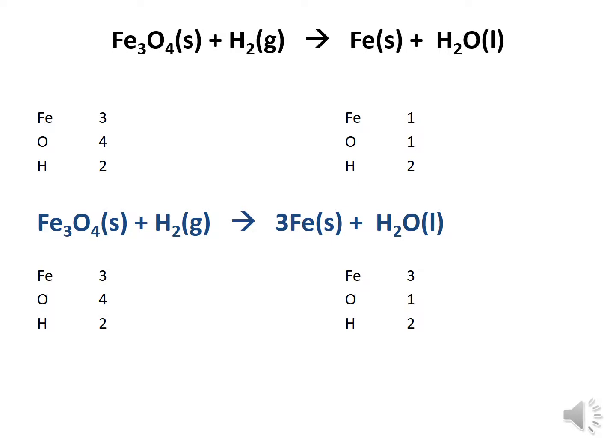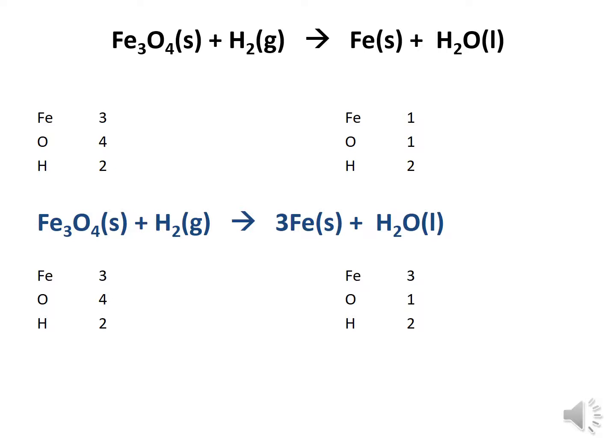So let's take a look here at Fe3O4 plus H2 yields Fe plus H2O. We have some iron oxide and some hydrogen gas, and we're turning it into iron metal and water. If we look at the left side, it's 3 irons, 4 oxygens, and 2 hydrogens. The right side only has 1 iron, 1 oxygen, and 2 hydrogens. So the first thing we do is we put a 3 in front of the iron on the right side. That will equalize the Fe3O4's 3 irons and the 3 irons on the right.